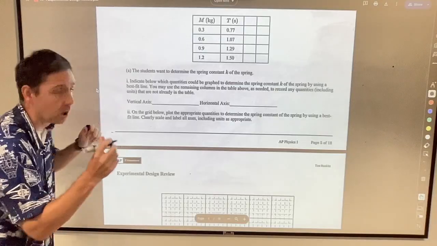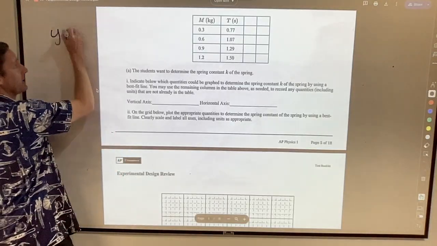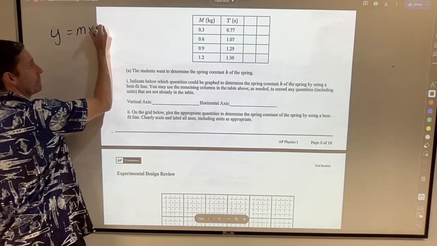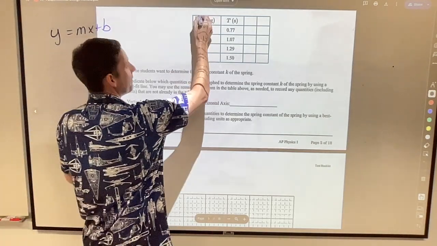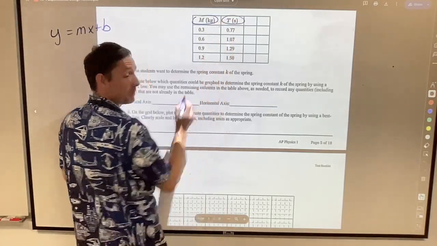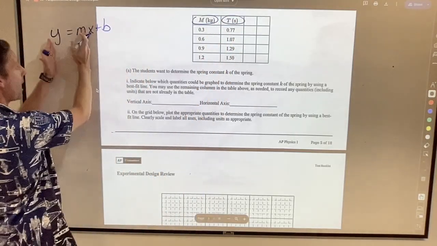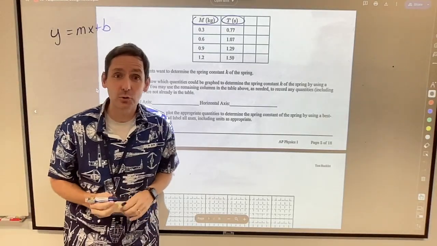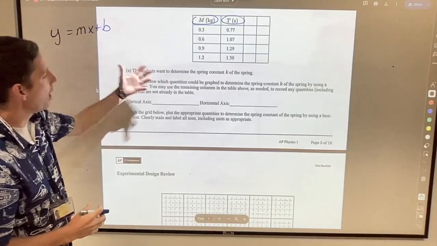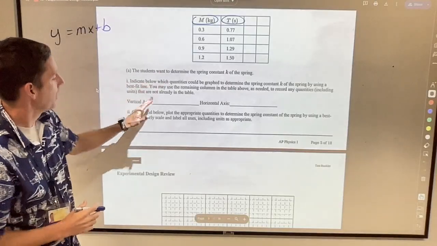So we already know we need to somehow get this connected to y equals mx plus b. And we already know our variables, right? We know our variables are mass and period. And so either y or x needs to connect to mass, and the other one needs to connect to period, right? So now we need to come up with the quantities.